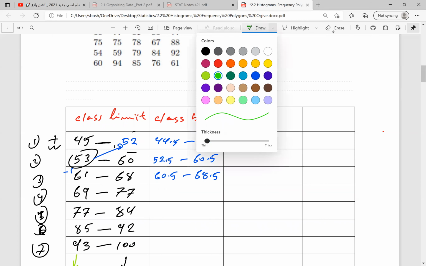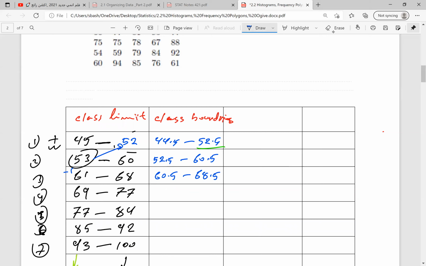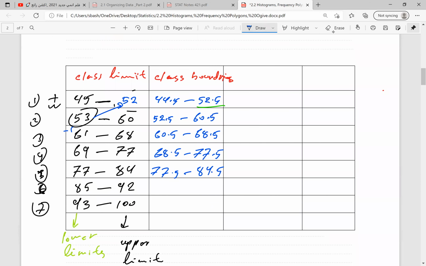Next one will be 68.5 to 77.5. Next one is 77.5 up to 84.5. Next one will be 84.5 up to 92.5, and the last one is 92.5 to 100.5.